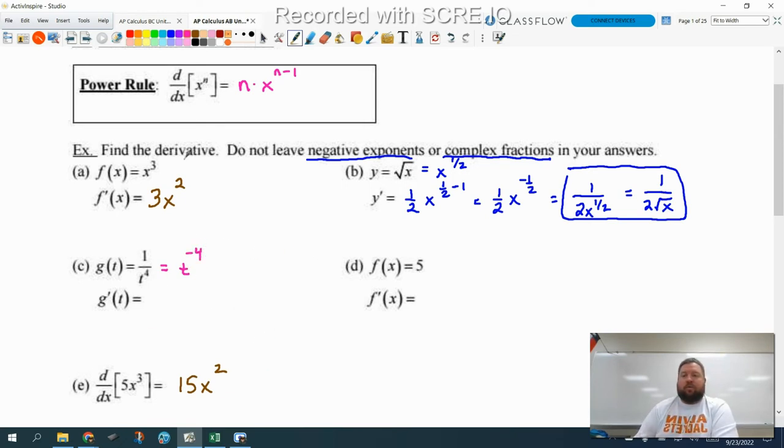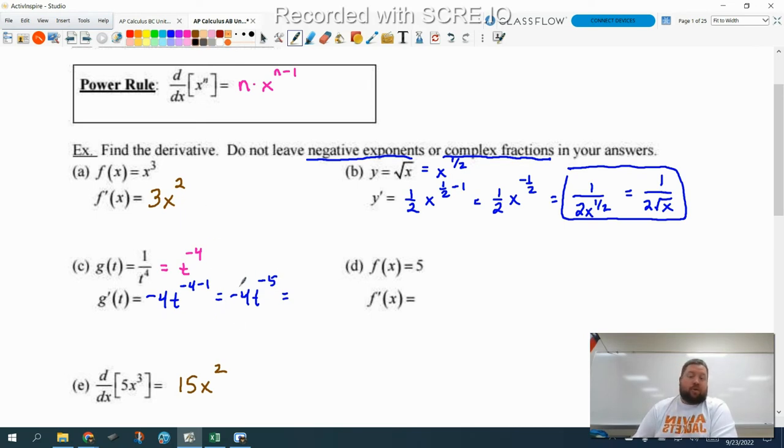Then we apply our power rule. So we multiply by negative 4, keep our base the same, and we subtract 1, negative 4 minus 1. All right, well, that is negative 4t to the negative 5 power. And then we're not allowed to leave negative exponents, so we're going to put that t to the negative 5 back on the bottom. A lot of people make a mistake here.